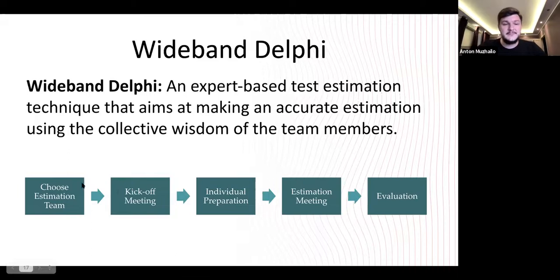So let's take a look at the process. The first phase is choosing the estimation team. You have to gather the right people for the estimation. You will have a kickoff meeting explaining what's happening and what we're going to do. The next phase is individual preparation, a good way to perform personal estimation at your workplace, at home, whatever. You don't need to do that online in a meeting, waiting for everybody to complete. That eats a lot of time. And there is also an estimation meeting where we can get together, compare our estimations, etc. And of course, evaluation. So let's go into some details on this.